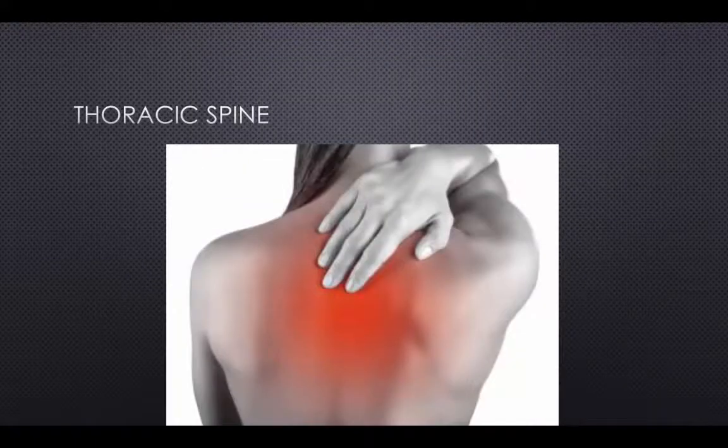The thoracic spine is the longest region in the spine, and by some measures it's the most complex. Connecting with the cervical spine above and the lumbar spine below, the thoracic spine runs from the base of the neck down to the abdomen. It is the only spinal region attached to the rib cage.